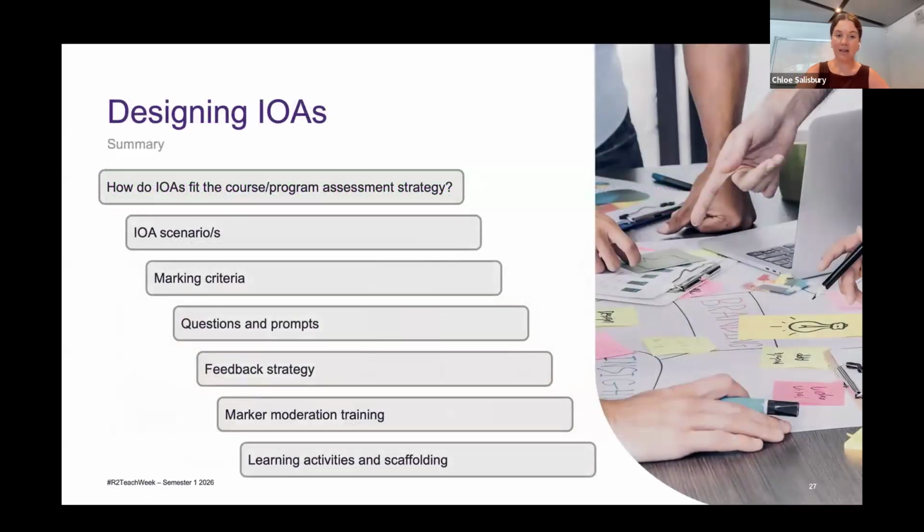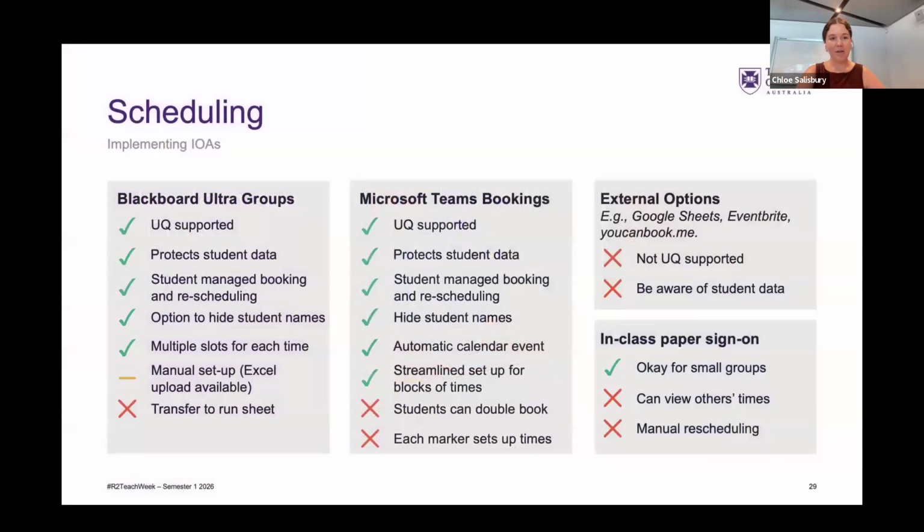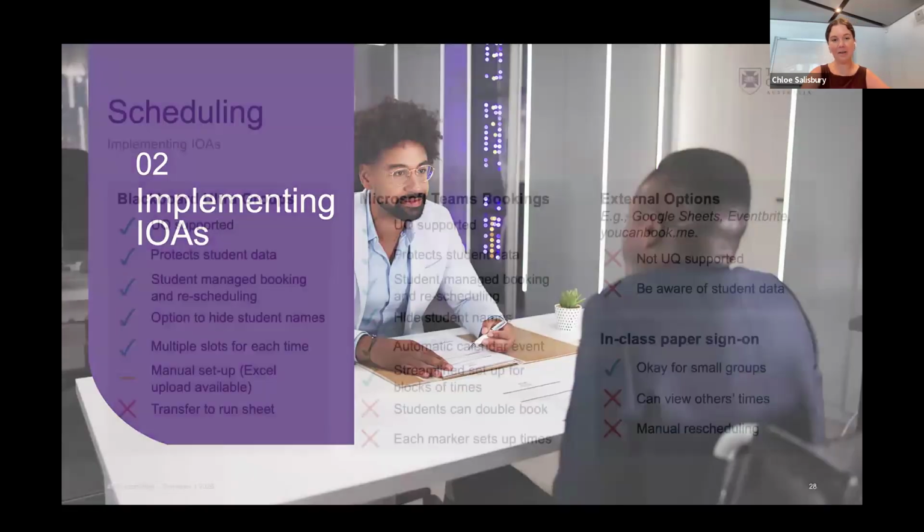So to summarize our designing IOAs section, these are some of the key areas that we addressed and we recommend you work through when you're thinking about this assessment, and the majority of them apply to different types of assessment as well. So next we're going to move on to implementing IOAs. I know this is often a key question that comes up: how do we actually do it? How do we enact this? So we're just going to briefly talk through guidance on a few key areas.